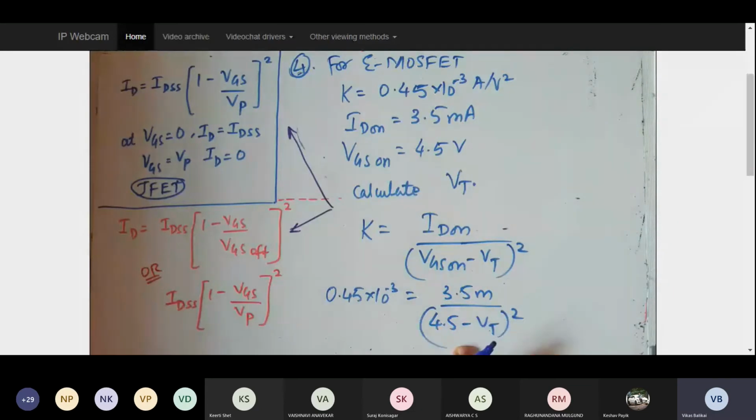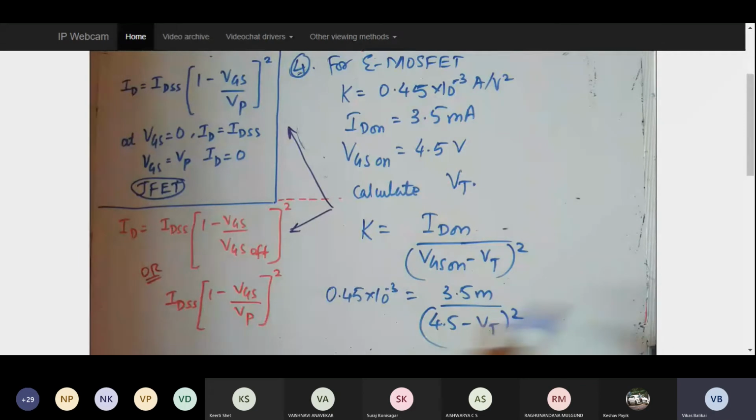Many people apply the A minus B whole square formula, and they'll end up doing things more complex. So the first thing that you should do in any numerical in any subject, that is a simple funda that as an engineer you should apply: get rid of the square term, get rid of the cube term, or suppose there is a square root, square it.